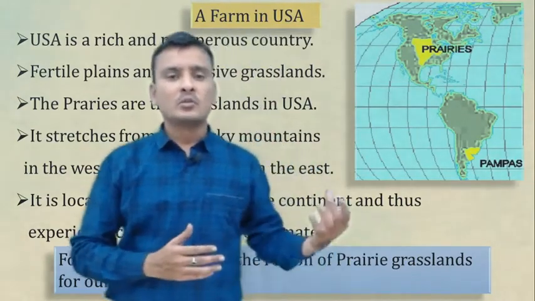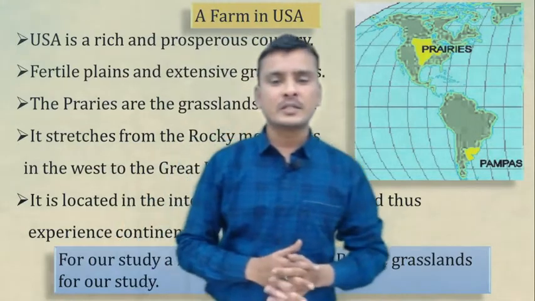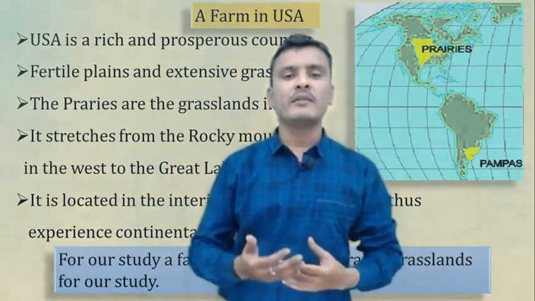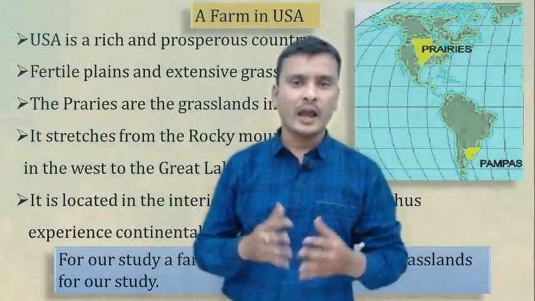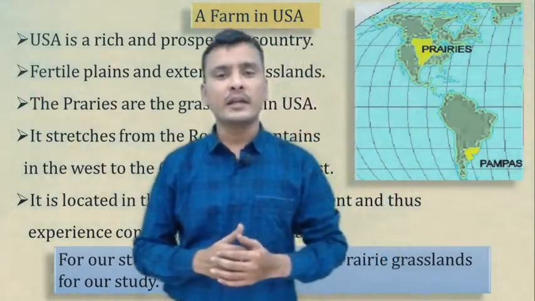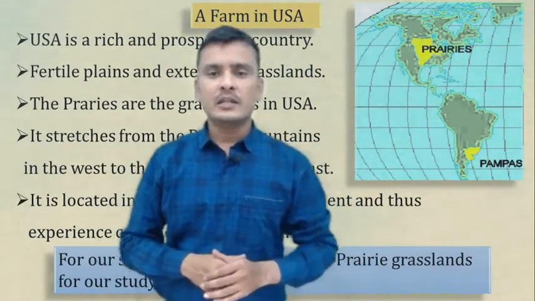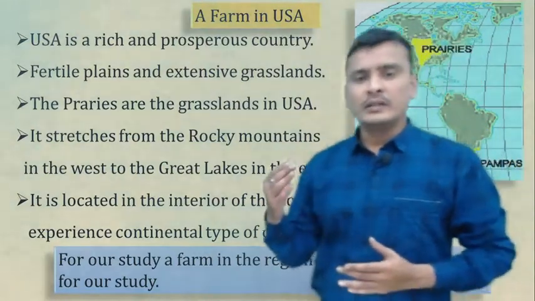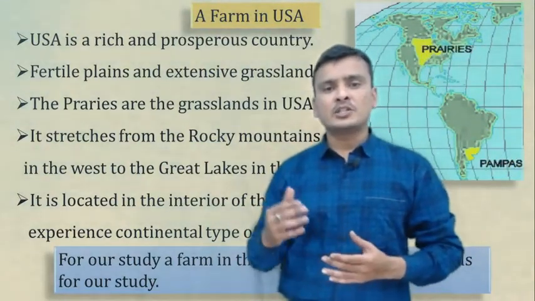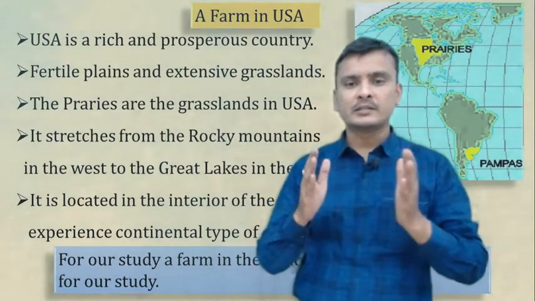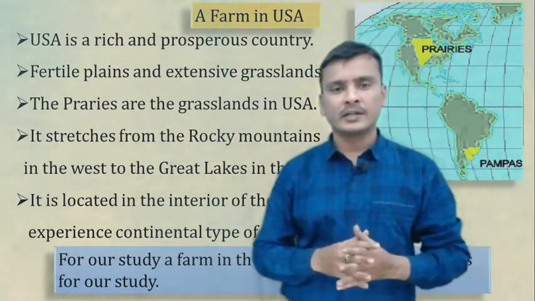Now see here, today we are going to learn about a farm in the USA, what its features are, and how the people cultivate their land in the USA, and how the farming of the USA is different from Indian farming. See here, especially these USA people are very rich, and this is a prosperous country. You know that it comes under the developed countries.